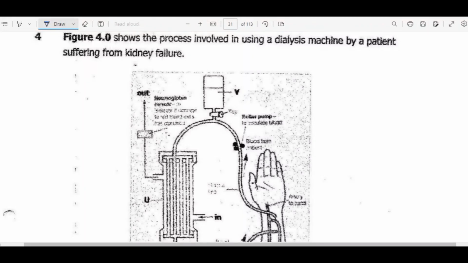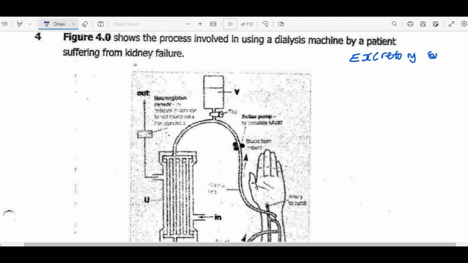Welcome folks. In this tutorial we are going to look at a dialysis machine and the questions associated with this machine. Now, in the human being, we have so many systems that work together to make sure that life is possible. Among those systems, we have the system that we call the excretory system.